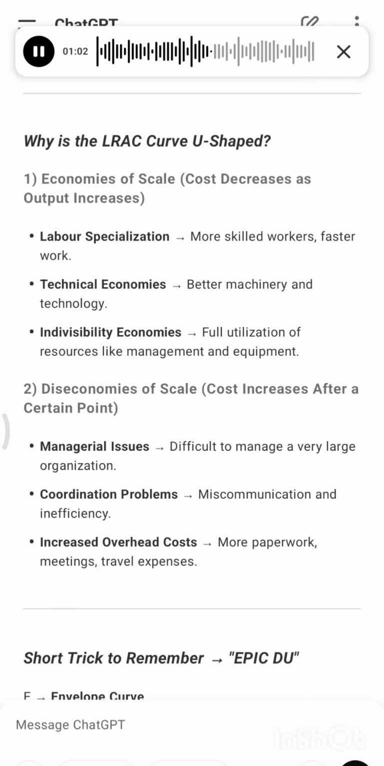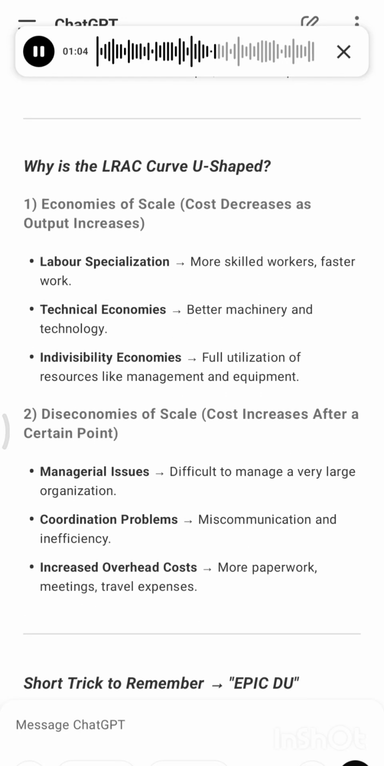Why is the LRAC curve U-shaped? 1. Economies of scale. Cost decreases as output increases. Labor specialization: more skilled workers, faster work. Technical economies: better machinery and technology. Indivisibility economies: full utilization of resources like management and equipment.